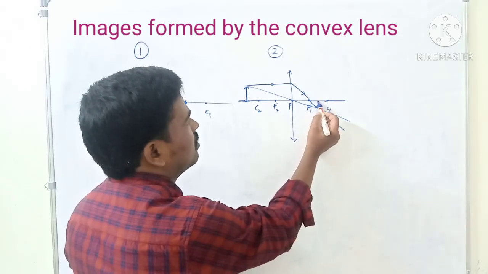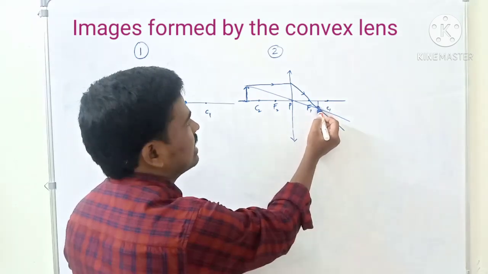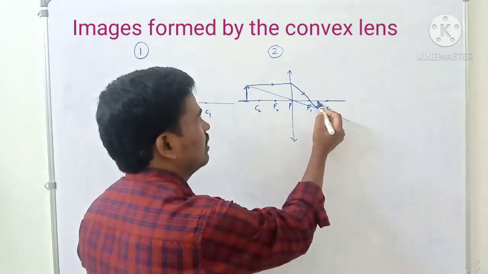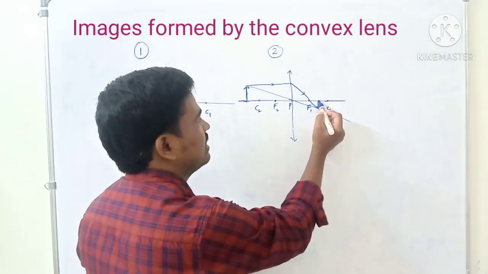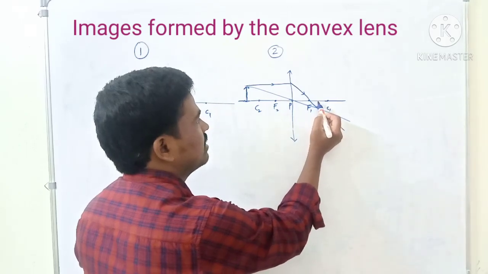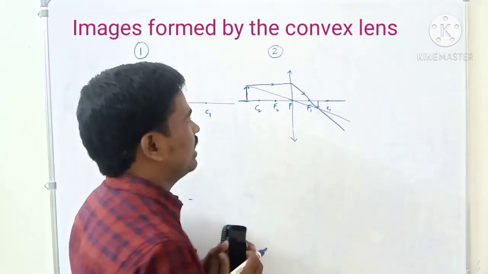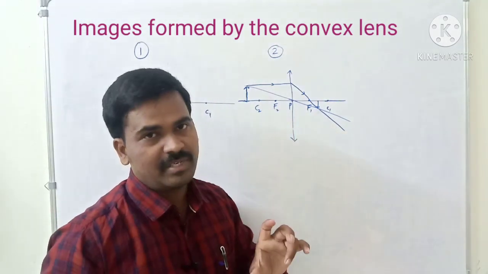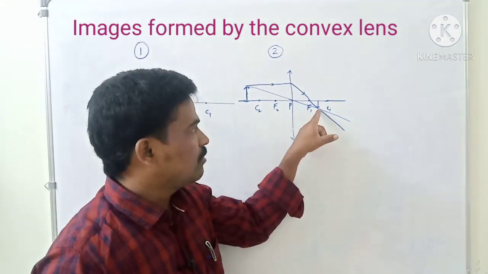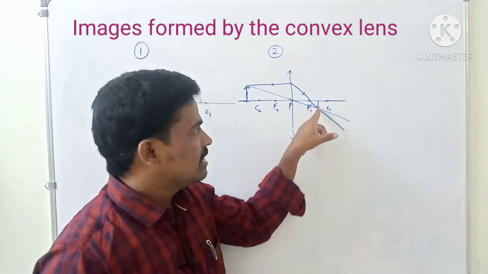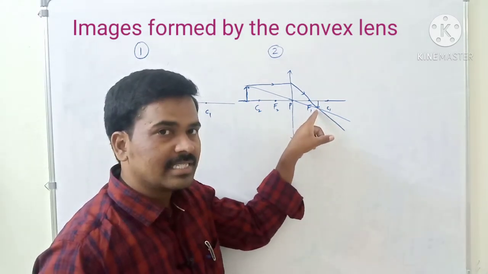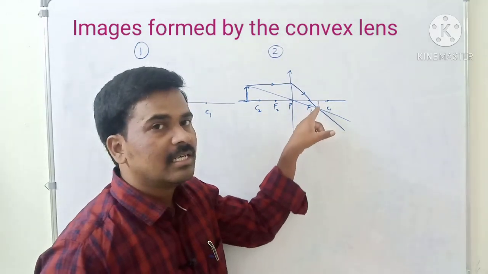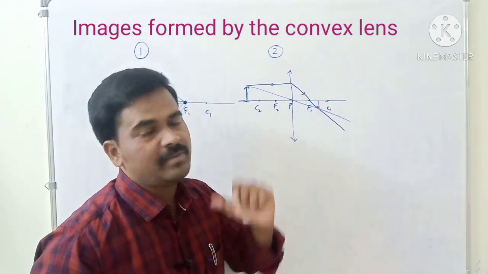So we have to draw the normal to the principal axis. That is the size of an image. The normal to the principal axis is the size of the image, and this is the position of the image. Where the lines intersect, there we get the position of the image, and from there we have to draw the perpendicular line. We call it a normal. We have to draw the normal to the principal axis. That gives us the size of an image.